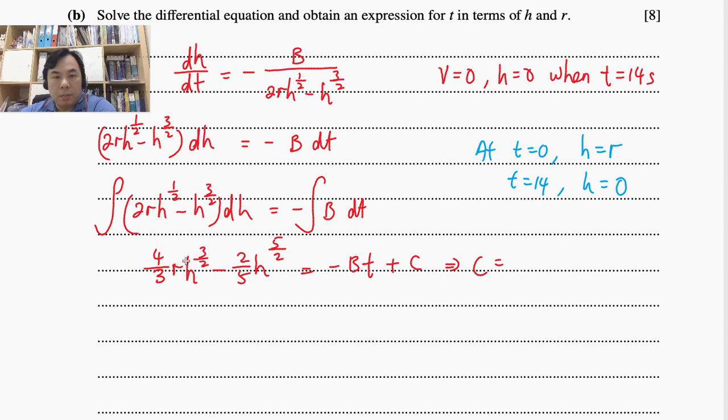So c will be 4/3 r^(5/2) minus 2/5 r^(5/2). Okay, so that would be, what do we have here? 20 minus 6 is 14, over 15, so 14/15 r^(5/2). All right. Okay, did I get it correct? This is the h. Okay, the h. Yep, correct. Nothing wrong.